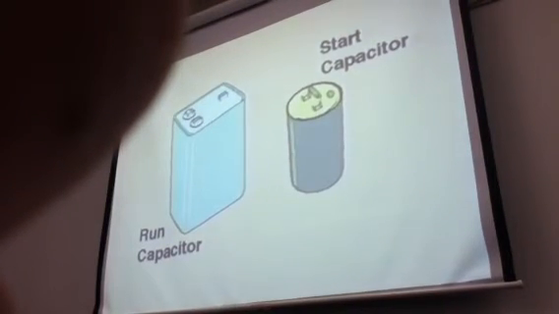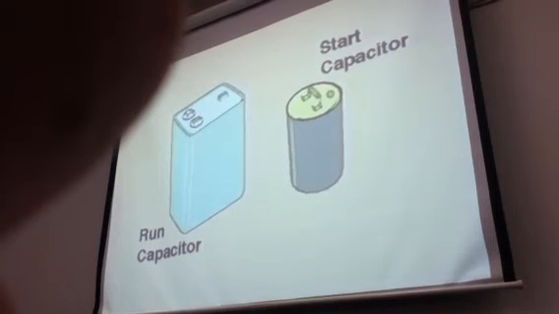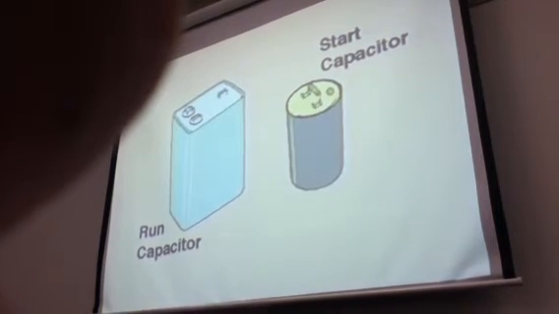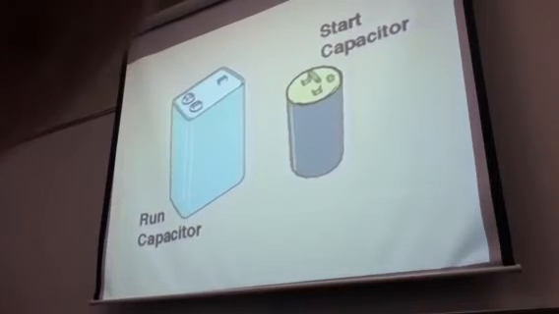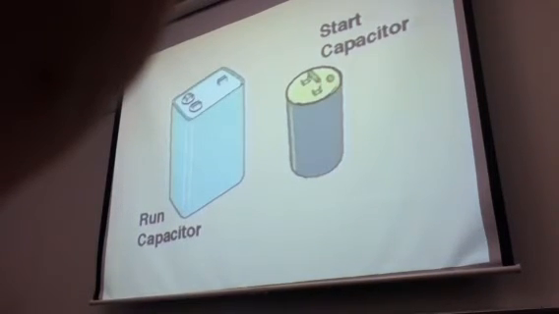As you can see, all capacitors are not the same. Because the run capacitor is in the circuit all the time, it has large plates and a large amount of dielectric material in order to dissipate heat. The start capacitor, because it is quickly switched out of the circuit, does not have a heat dissipation problem. It is typically made from a rolled sandwich of metal foil and insulating material.